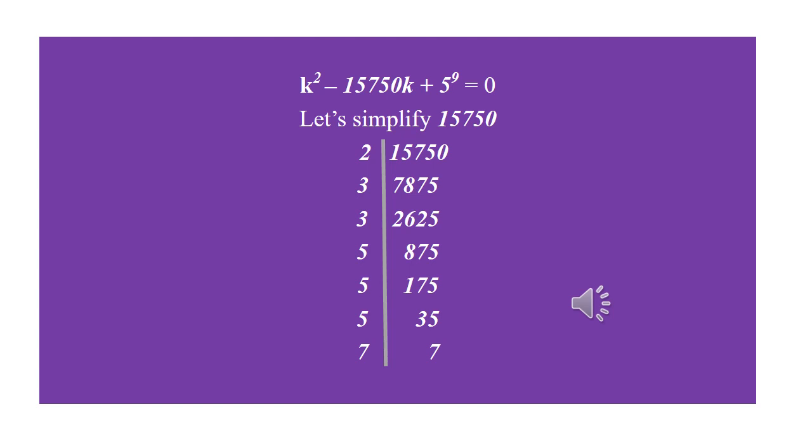15,750. So now, the equation we are having is k squared minus 15,750 k plus 5 raised to the power 9 equals 0. Now, that's a kind of quadratic equation which we continue at the other page.